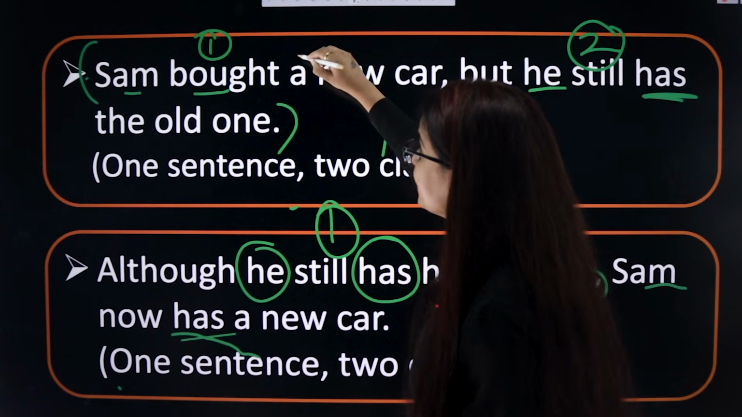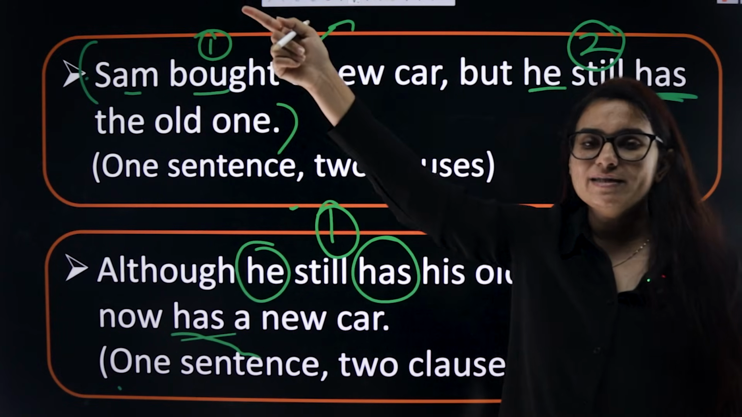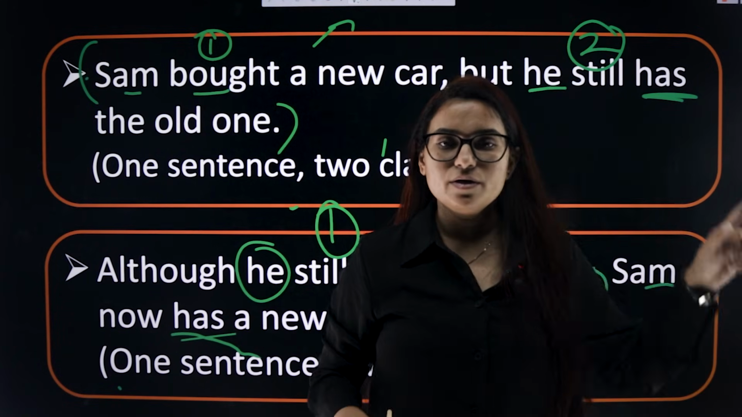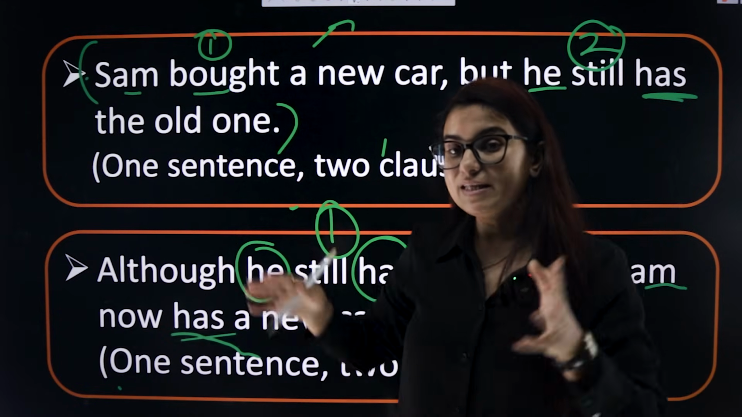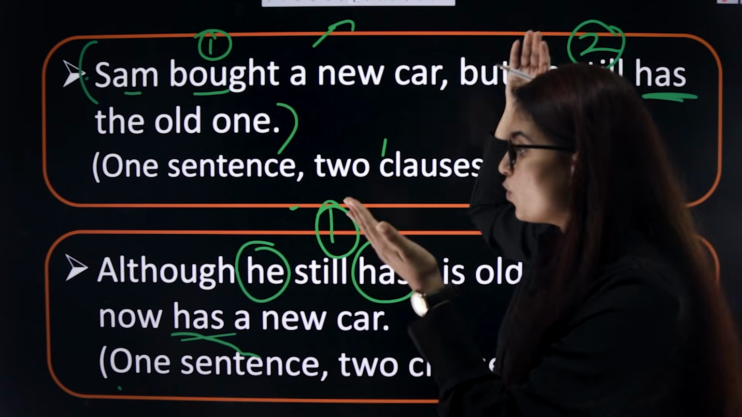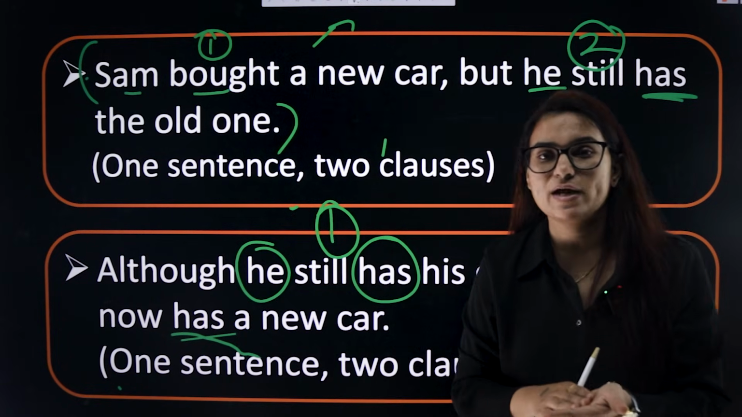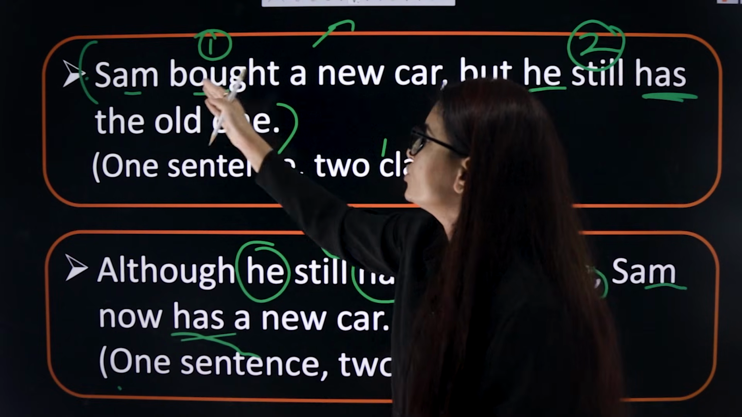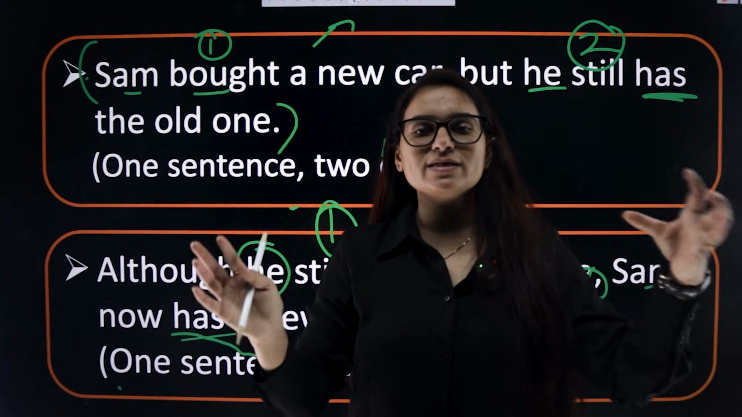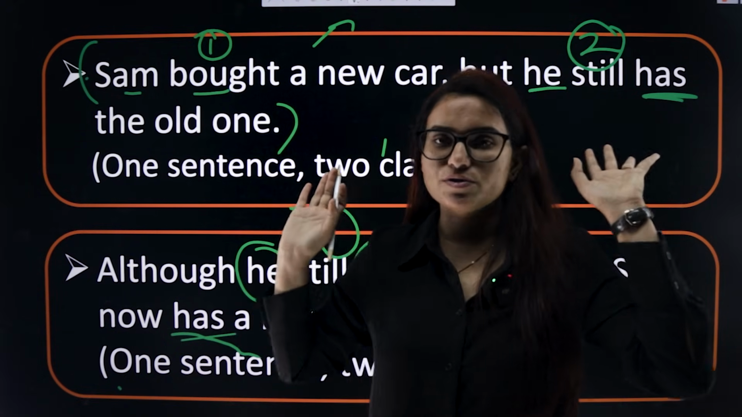Now, what kind of sentence is this? We'll be talking in the next video. Link is over here. What kind of sentence is this? In the next video. These are different kinds of sentences. What you need to understand from this lecture right now is how to identify a clause. Subject, verb. Wherever you see subject, verb together, it becomes a clause.